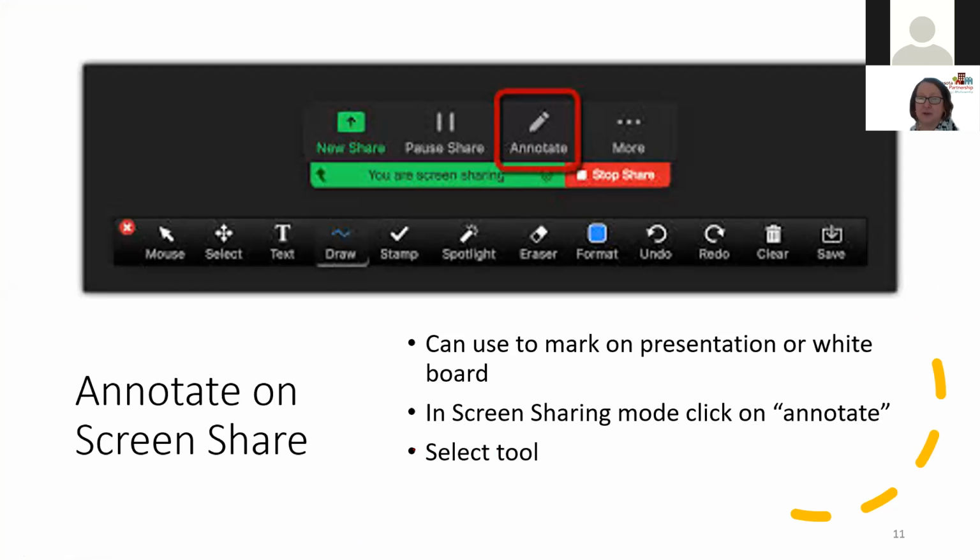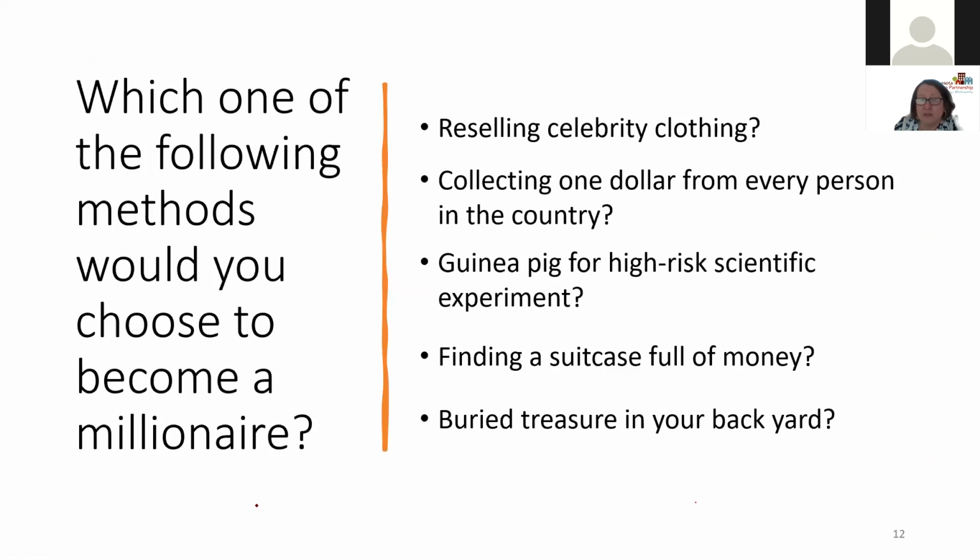Participants can also access the annotate function in screen share mode. And that's this button right here that's circled. This allows participants to write or color, highlight, stamp, and use other features to actively mark up a presentation or a whiteboard. And we are going to practice that on the next screen. So at the top of your screen, find the annotate button. It'll be right here.